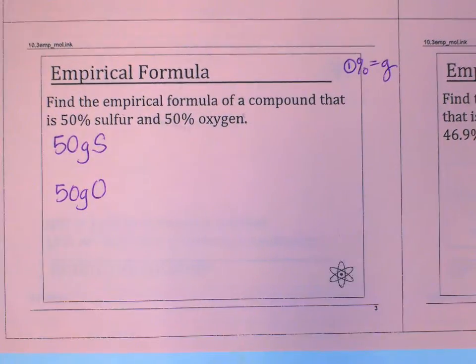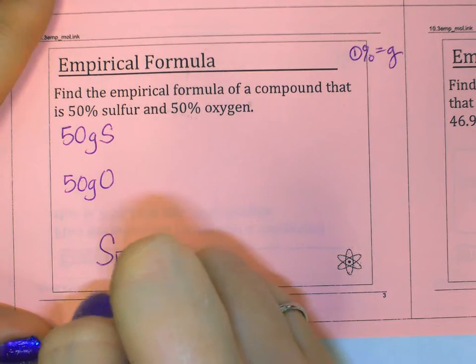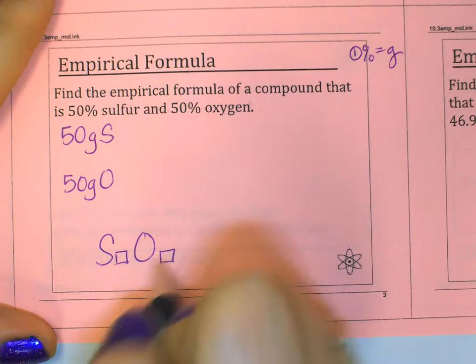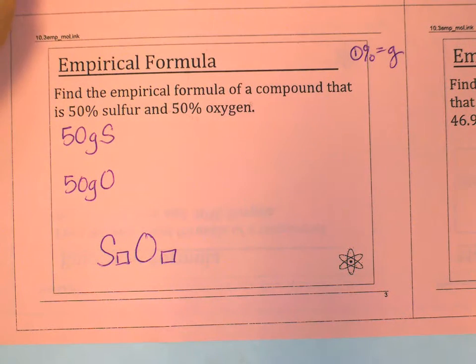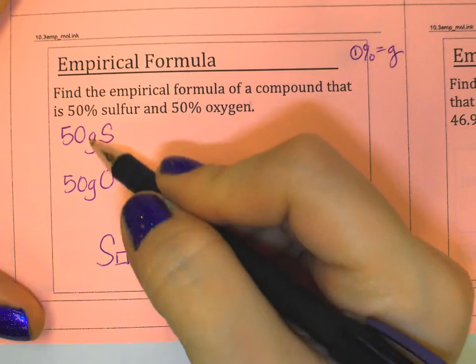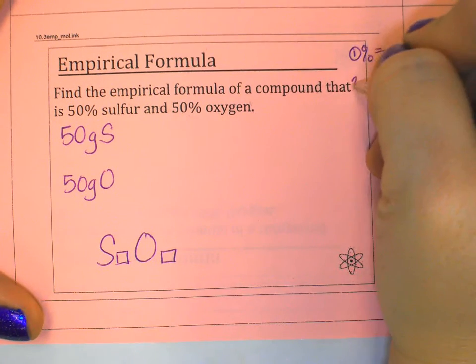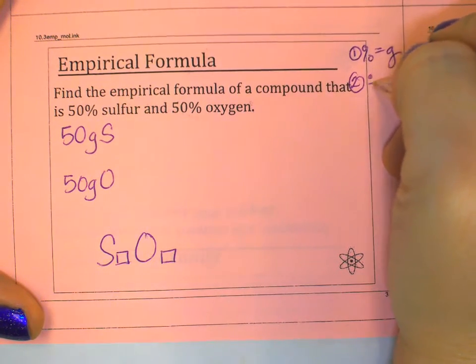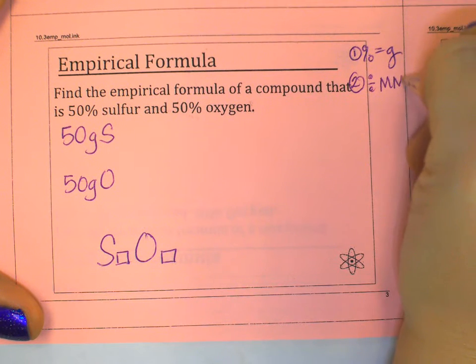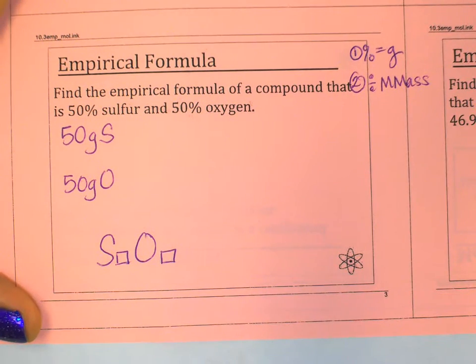Remember, I'm trying to figure out what numbers would go in those boxes. Like, is this SO2, SO3, S2O4? I have no idea. So then I'm just going to take these. So these are my grams. The second step here is to change your grams into moles. You can do this pretty easily just by dividing by the molar mass of the substance.